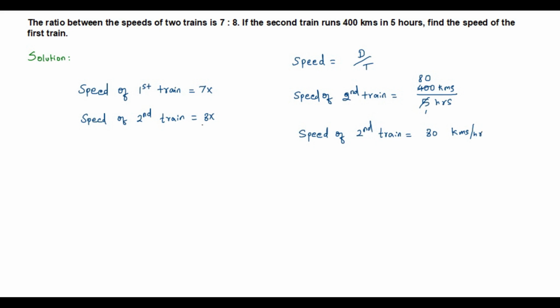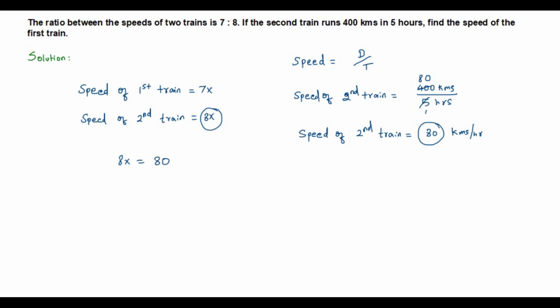Okay, already we got the speed of second train, that is 8x. Here the speed of second train is 80 km per hour using the information given in the question. So both 8x and 80 mean the same thing, that is speed of second train. So we can equate them, that is 8x is equal to 80. Now my aim is to solve for x, that is, to get the value of x.